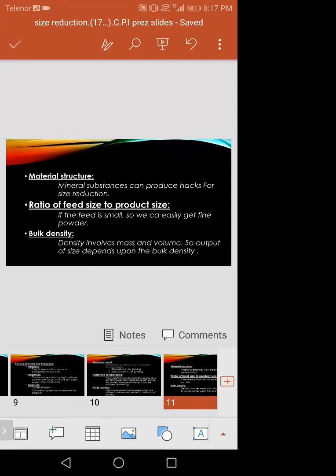Next is the ratio of feed size to product size. It is clear from the above discussion that if the size of the feed is small, then we can easily get fine powder, and if the size is larger, then we can get problems. So small size will be easier. Then there is bulk density. As we know, density involves mass and volume. That is the major characteristic of any material. So the output of any size depends majorly on the density.